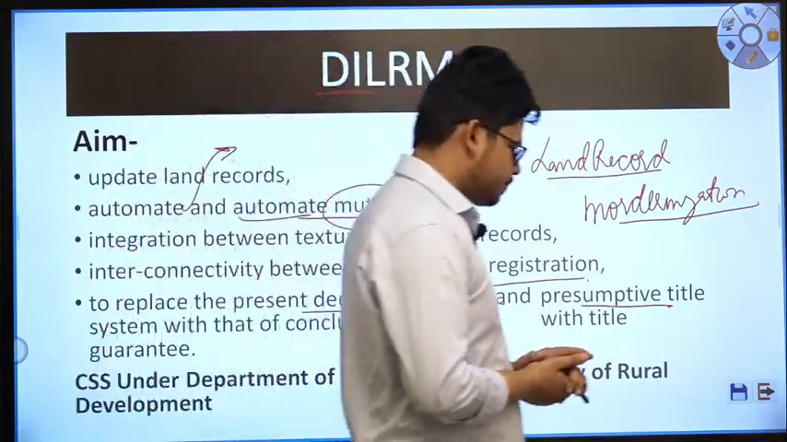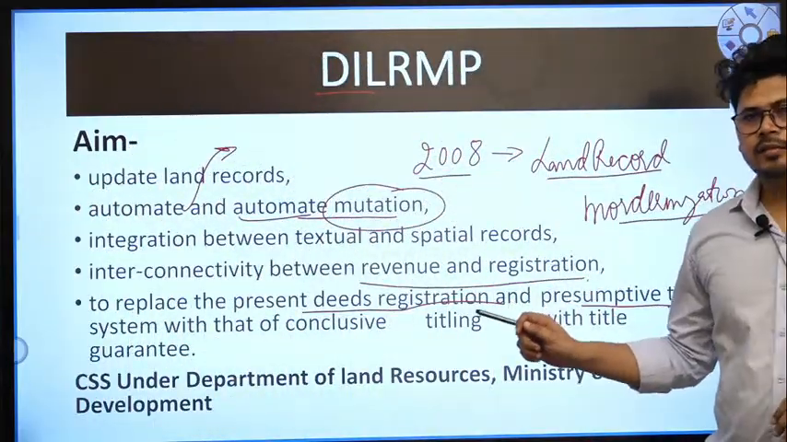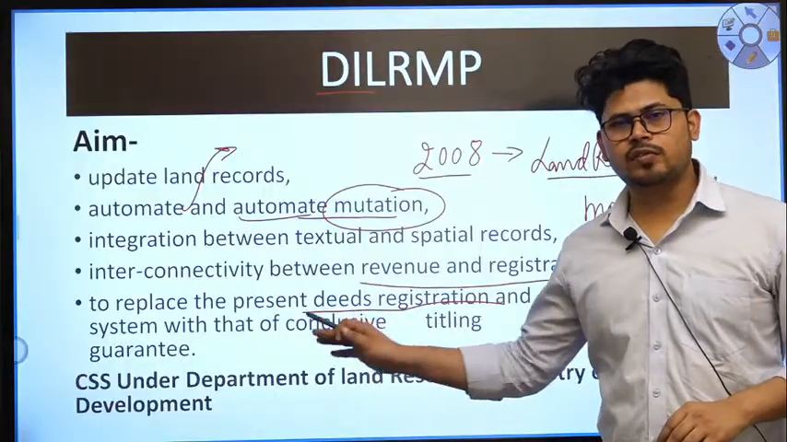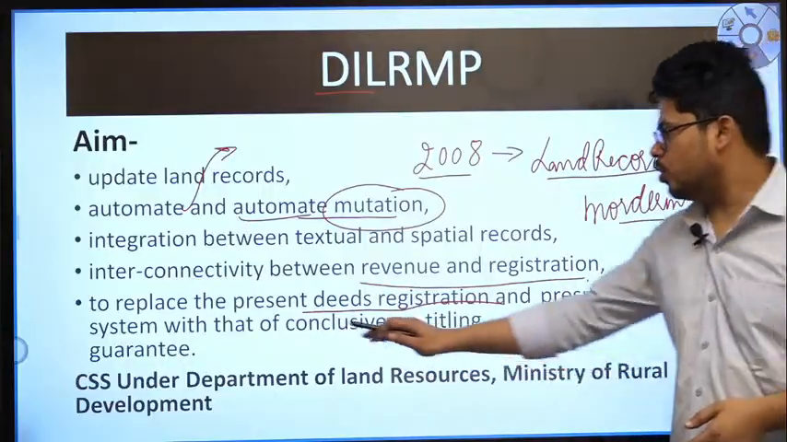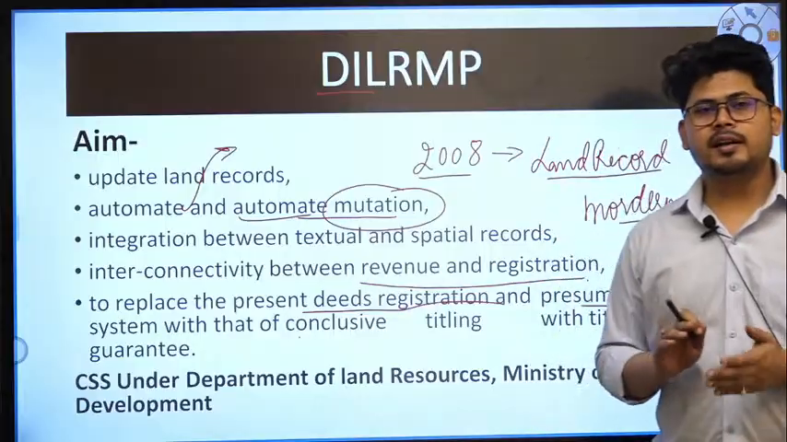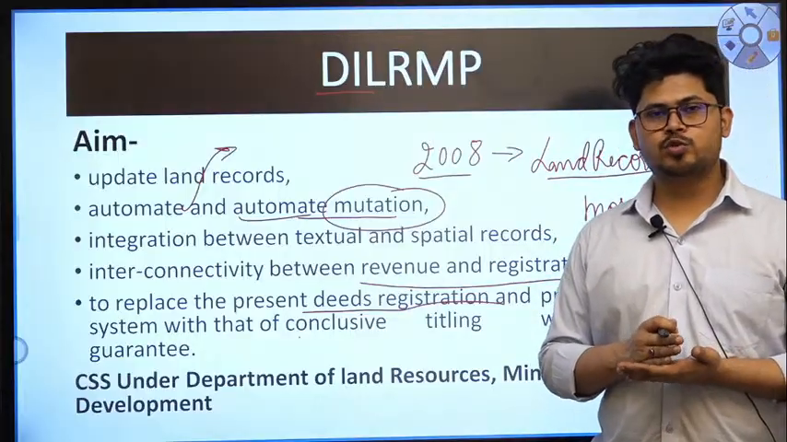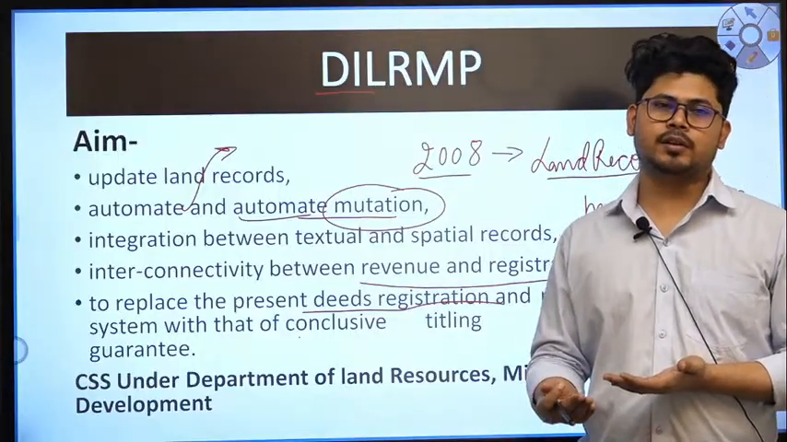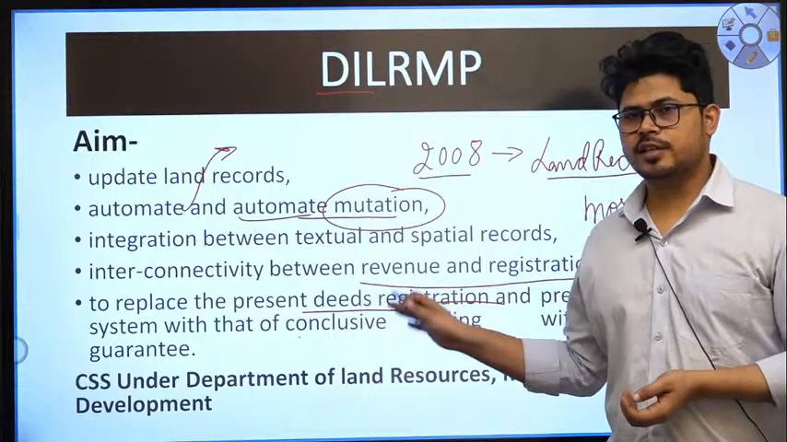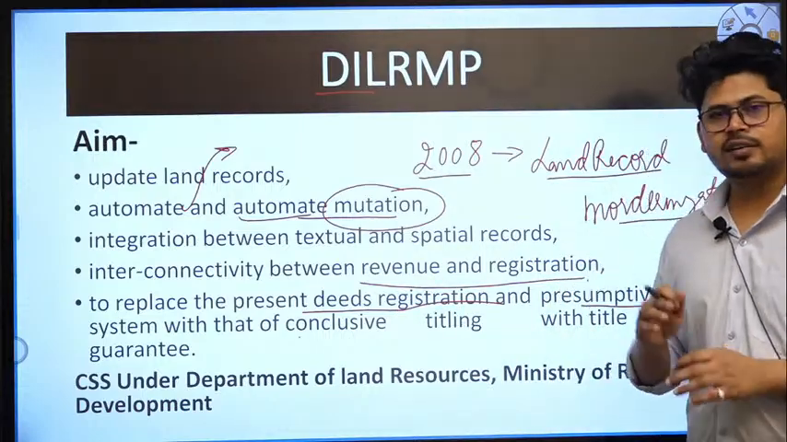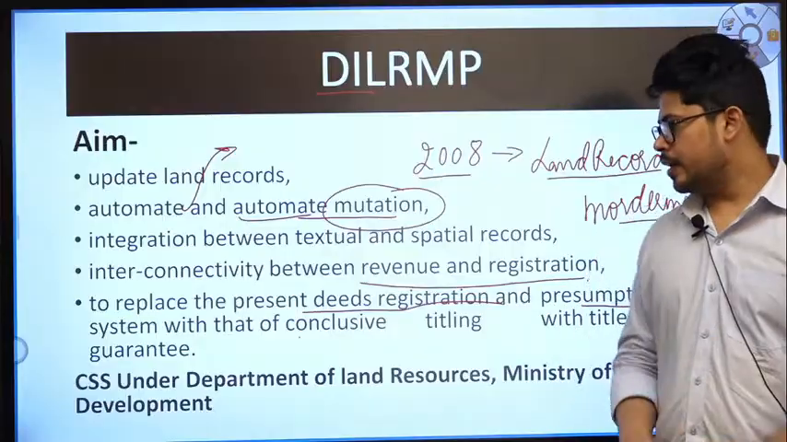But what happens is that this anomaly creates a lot of litigation. Okay, so to remove this, the government now wants to award what? Title of the land to the people instead of what? This registration of deeds. Okay, or registration of transfer of a land.